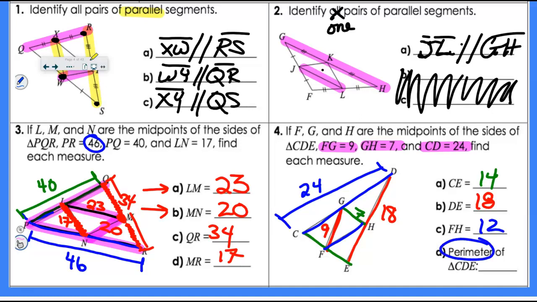Now, perimeter, what does it mean when we have that word perimeter? Add up all the sides of which triangle, the big one or the small one? Big, yeah. Triangle CDE is this whole big triangle. So I'm going to add up all the sides. I need to do 24. Someone can do the arithmetic for me. 24 plus the 18 plus the 14. 56? Yep, thanks, sir. So 56.